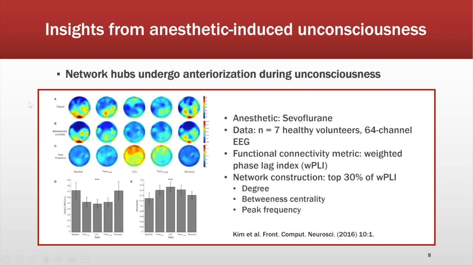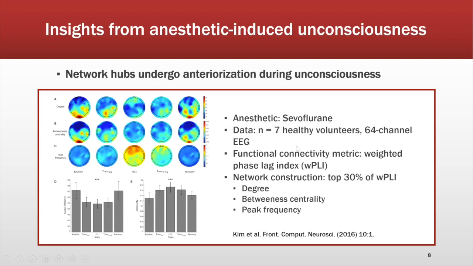And what you'll see across these five states is that in baseline and in recovery, the degree and the betweenness centrality is located in the posterior regions of the brain, and that both undergo a degree of anteriorization during anesthetic induced unconsciousness. And keep in mind, this is very light unconsciousness. These are individuals who are just over the borderline of sevoflurane induced unconsciousness. The degree and betweenness centrality of the network are both markers of hubs. And so we interpret these findings by saying that the network hubs are posterior in baseline rest, and they undergo anteriorization during unconsciousness.